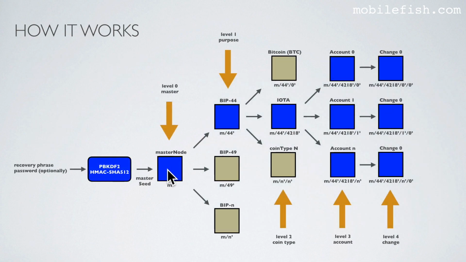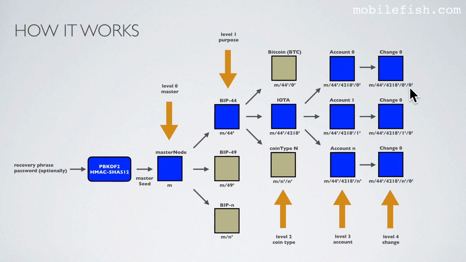We start with our master node. Our purpose is 44 prime. Our coin type is 4218 prime. And depending on what Ledger account index we choose, we can have 0 prime, 1 prime, etc. In tutorial 31, I have chosen Ledger account index 0, as you can see over here. Then this value will be 0 prime, and the change will always be 0 prime.